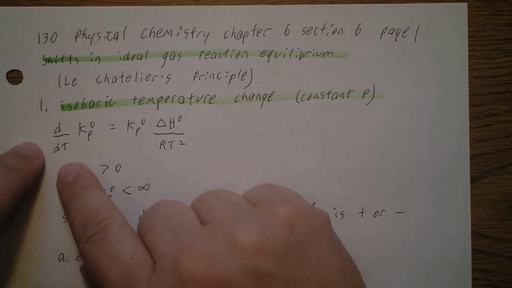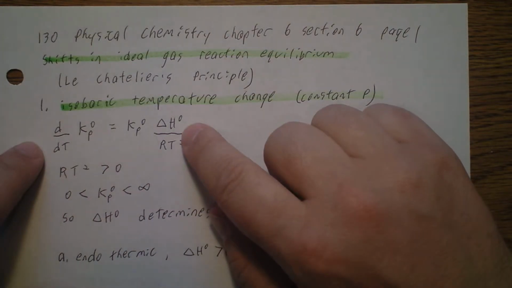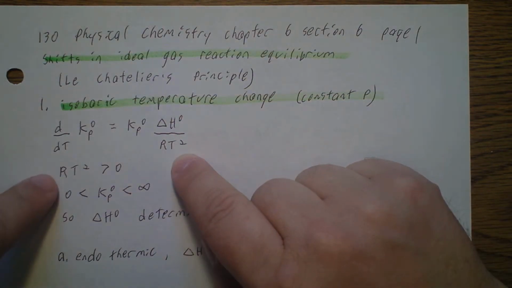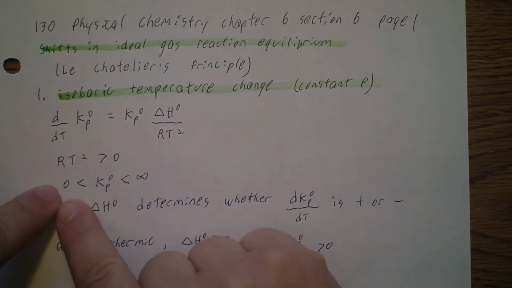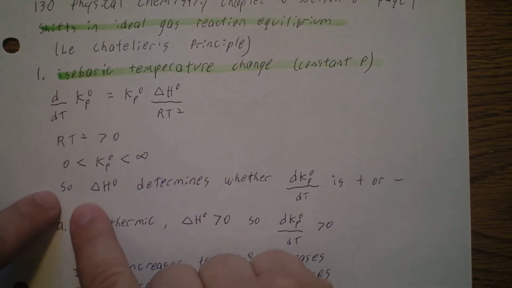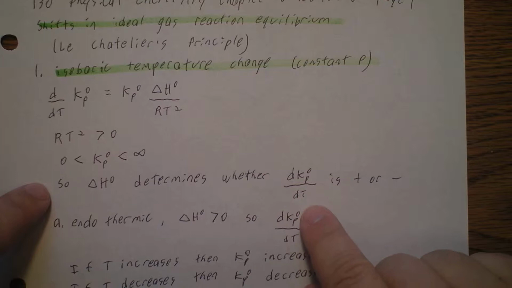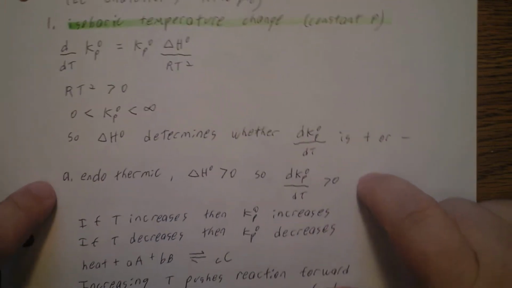So remember, the derivative with respect to temperature of Kp naught is equal to Kp naught times the standard enthalpy change over RT squared. Now we know RT squared is greater than 0, and we know that Kp naught is greater than 0. Therefore, delta H naught determines whether this derivative with respect to temperature is positive or negative.